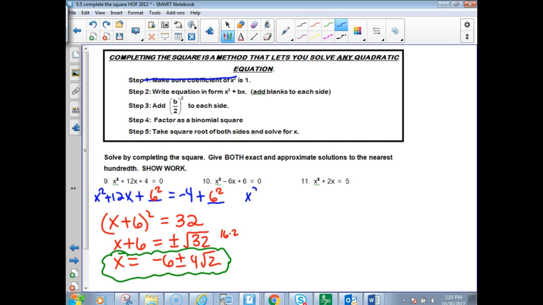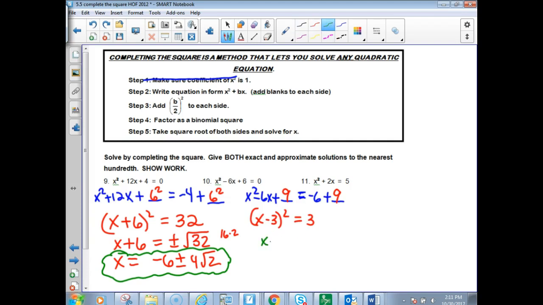Okay, number 10, x squared minus 6x plus blank equals negative 6 plus blank. I subtract the 6 from both sides and put in my blanks. Half of 6 is 3, so we're going to put 3 squared. If you just want to put 9 in, that's great, no problem. X minus 3 quantity squared is the factored form on the left. Negative 6 plus 9 is 3.